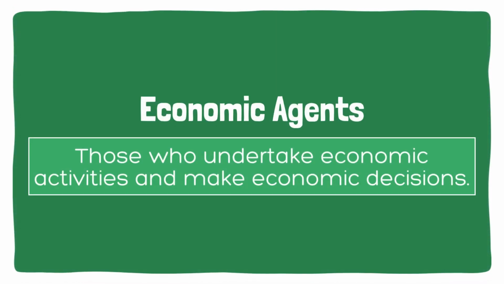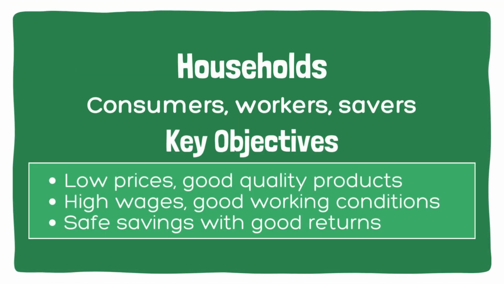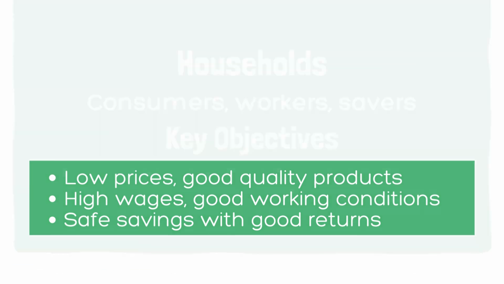The key decision makers in both microeconomics and macroeconomics are often called economic agents, and these include households, firms, and government. Households act as buyers, savers, and workers. As consumers, they seek low prices and high quality products. As workers, they desire good pay and working conditions. As savers, they want their money to be secure and give a good return.